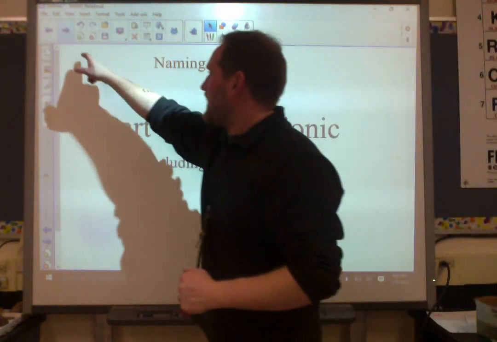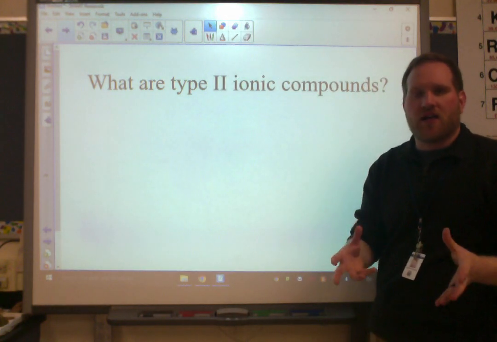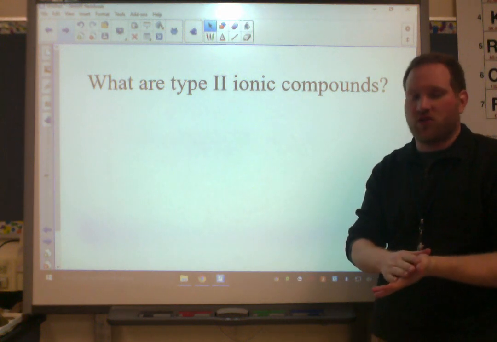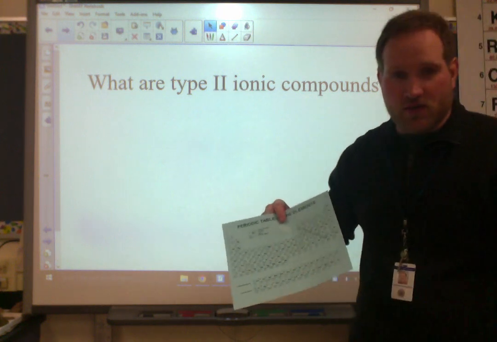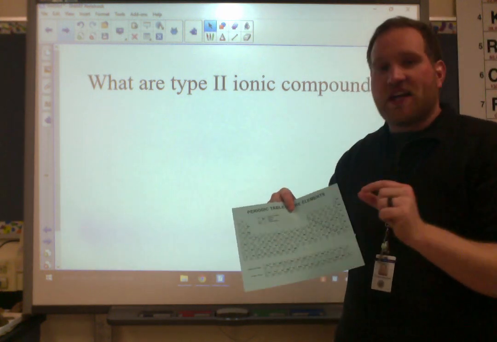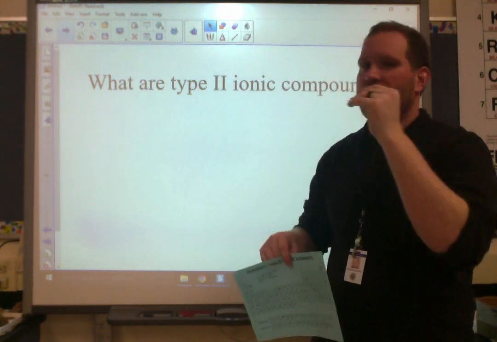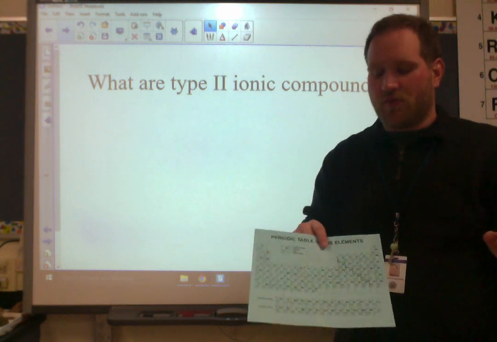So type 2 ionic compounds. What are type 2 ionic compounds? Well, they are ionic compounds in which the metal is a transition metal that can have a variable charge. Many of the metals in the middle of the periodic table, dozens of them, can change their charges, can sometimes have a +2, sometimes a +3, sometimes a +1, sometimes a plus whatever. They're always positive though. They can never be negative.